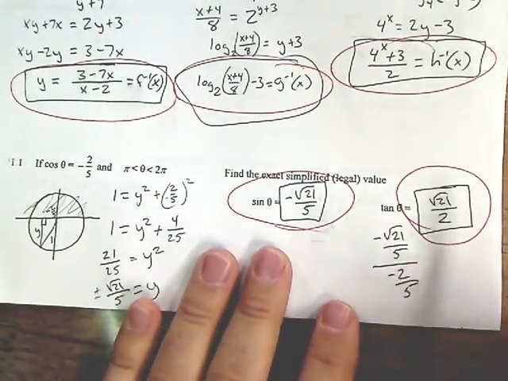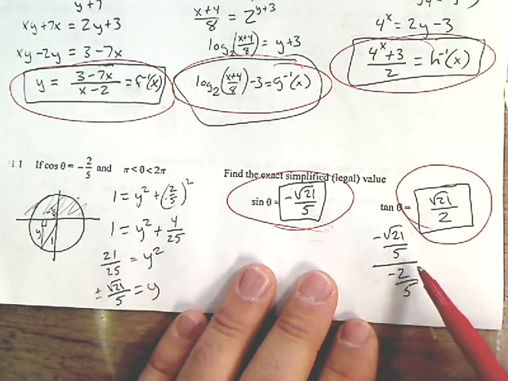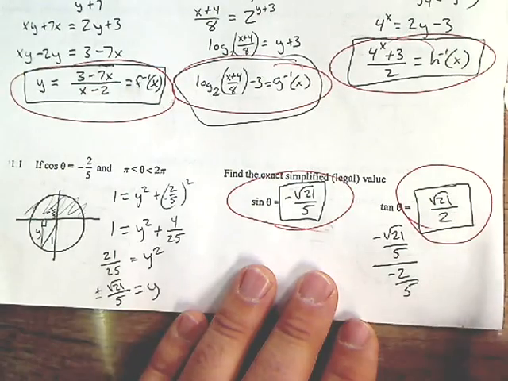Tangent is just the sine over the cosine. Sine over the cosine, and I simplified it. Negative divided by negative is positive. 5's cancel out. Done.